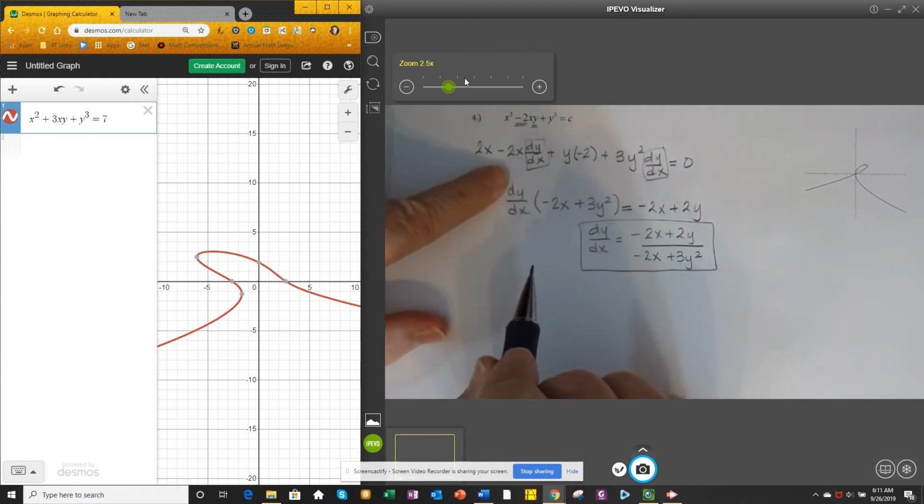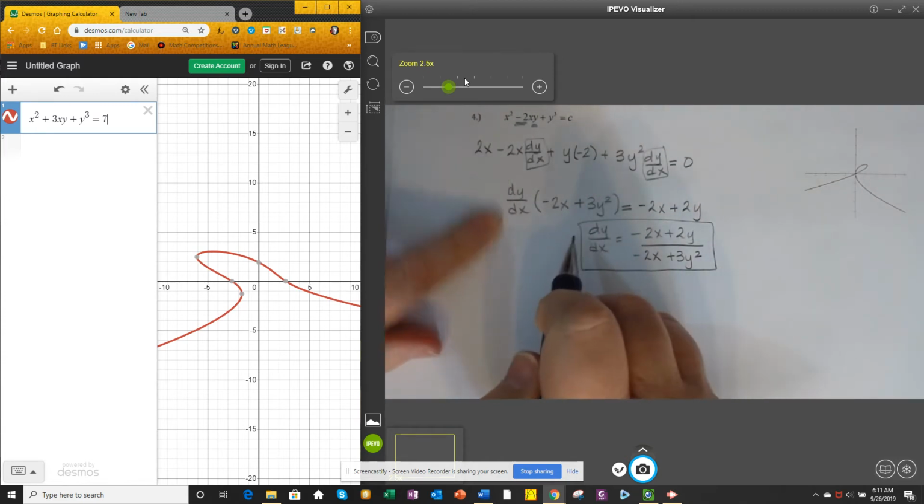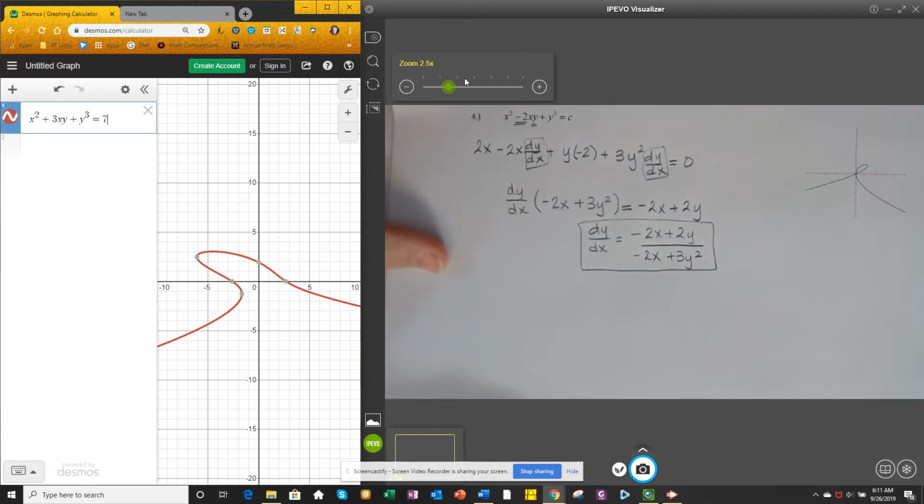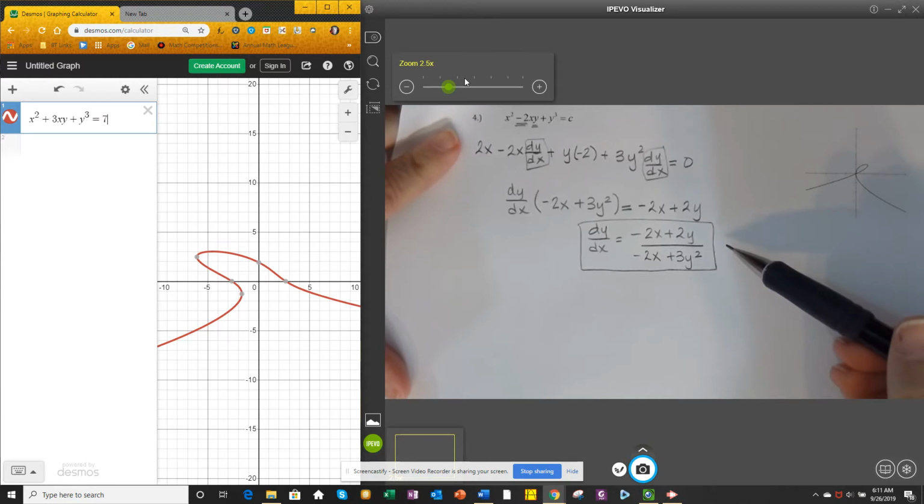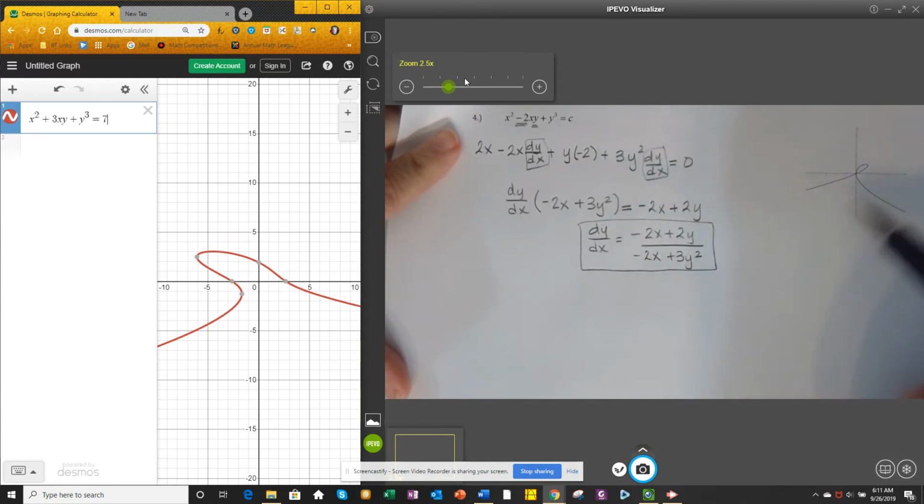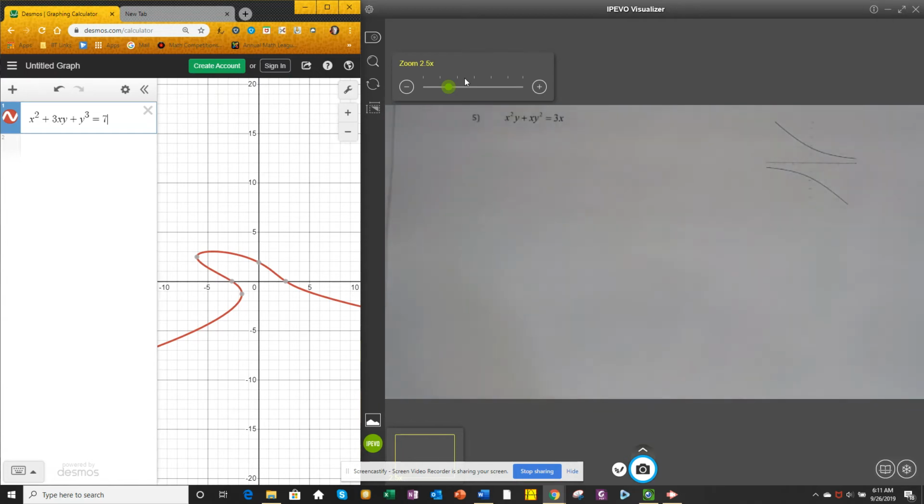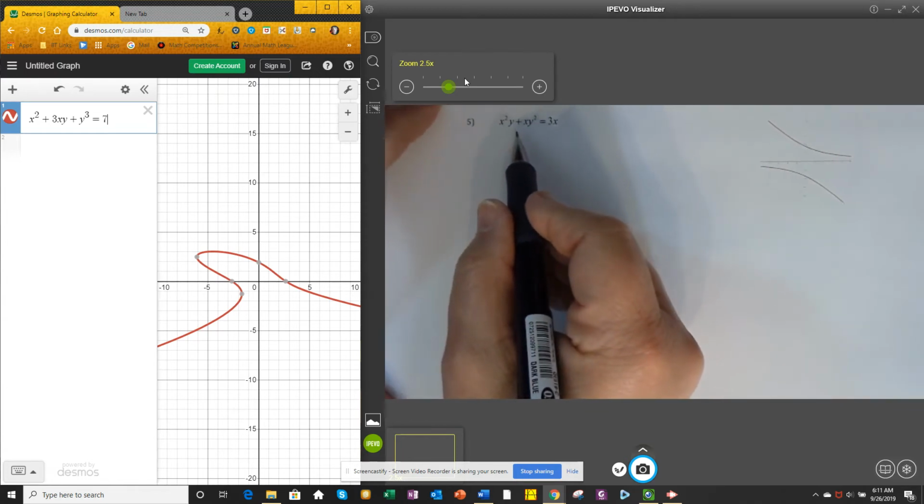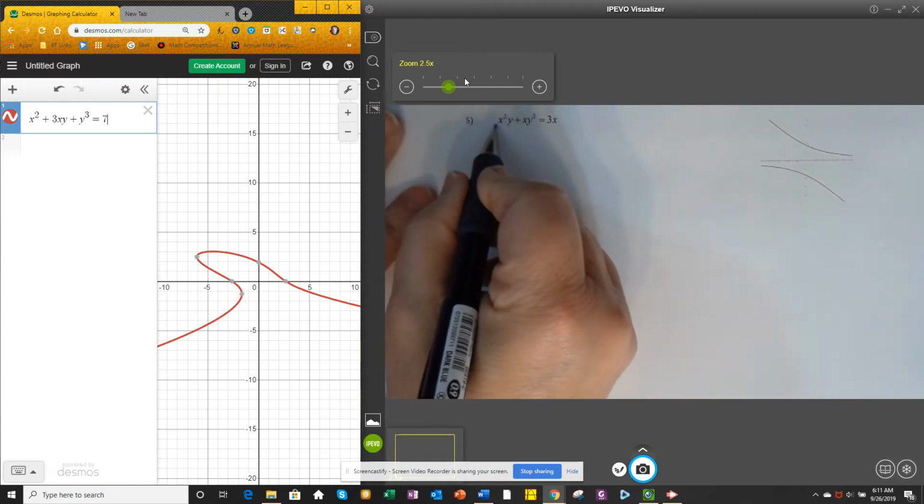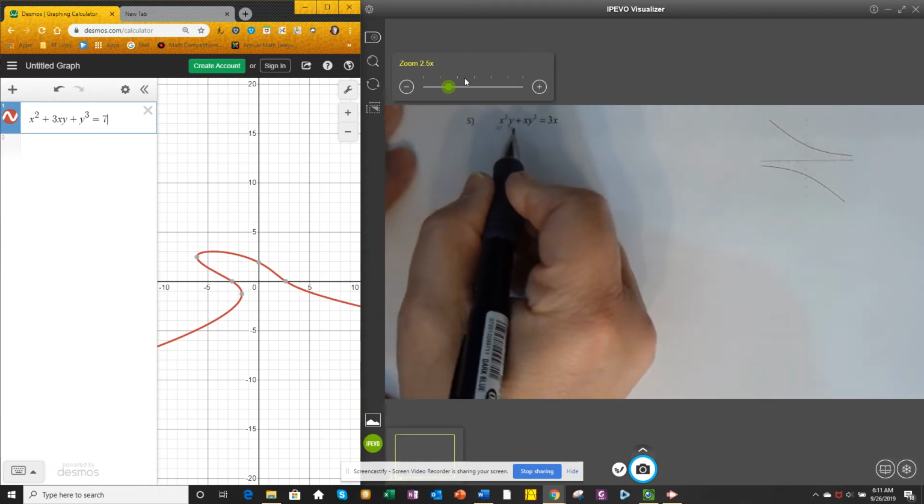I'm just making sure I did that right. Yep, I like that. And then if we knew the x and the y, we can find the slope and then the equation of the tangent line. Okay? All right, number 4. This one has two product rules in it. So we're going to do the first here and the second.